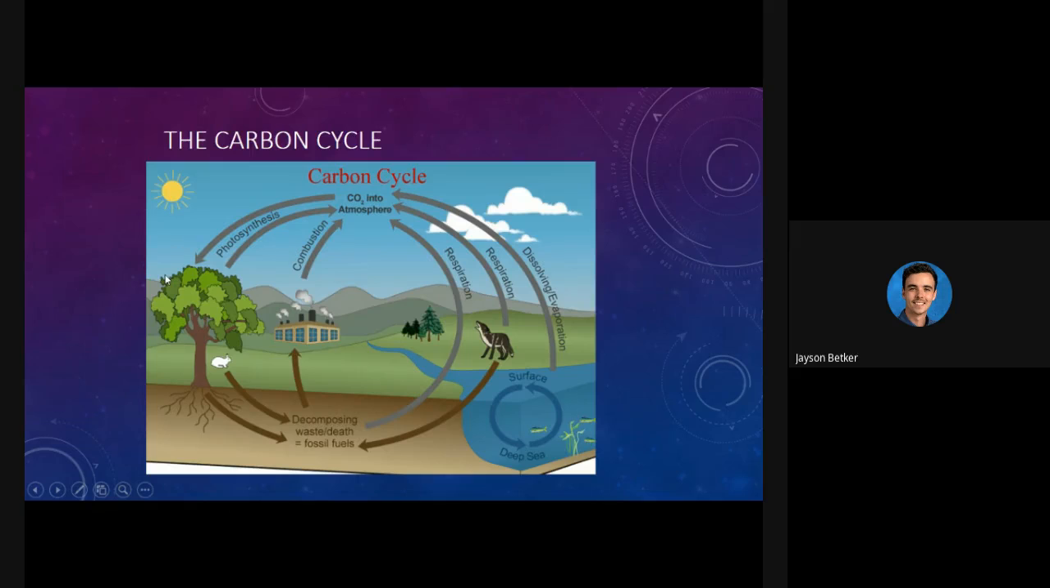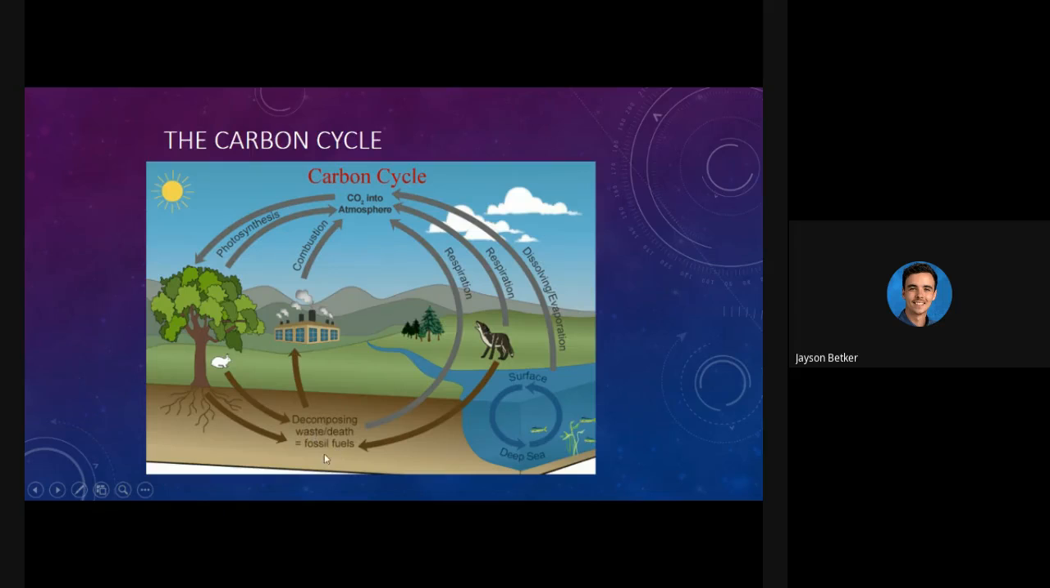The plants will take it. Remember, we've learned this for a while now. Plants breathe in carbon dioxide and then give us oxygen. So the plants take it in, and then when the plants or the animals die, it returns back to the soil, and it gets into the animals via us eating the plants. And then it will return to the soil.